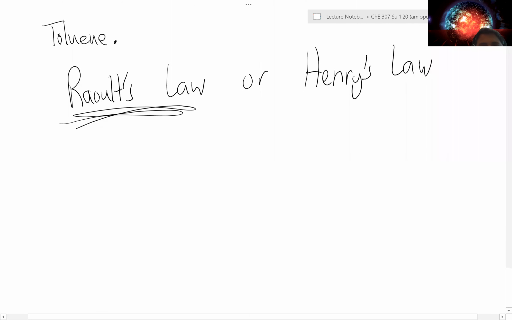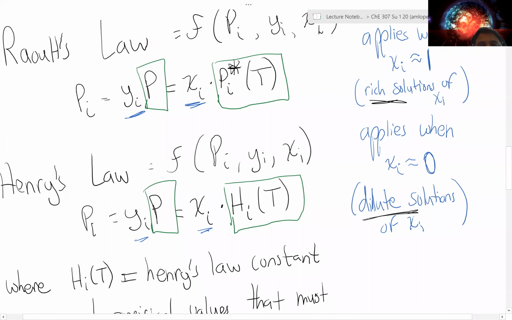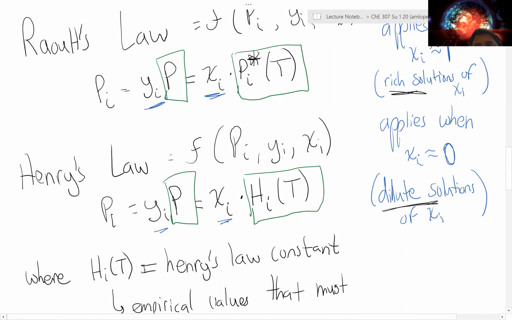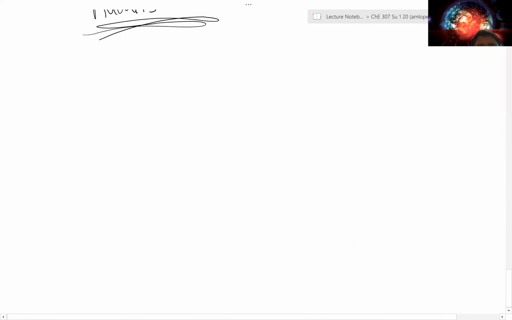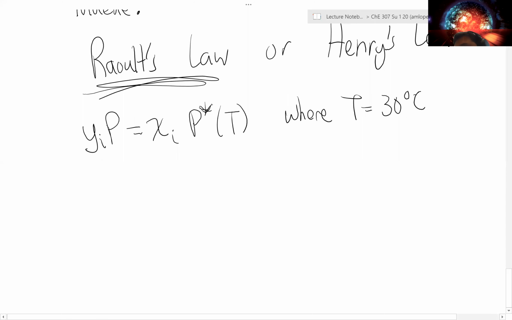And so with that in mind, I know a trick question, this was kind of mean. We can use Raoult's law to get an idea of the vapor composition. And so Raoult's law tells us that the mole fraction in the vapor times the total pressure is equal to the mole fraction in the liquid times the vapor pressure at that temperature, where T is 30 degrees C.